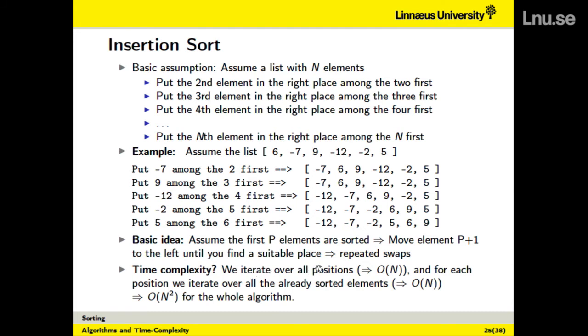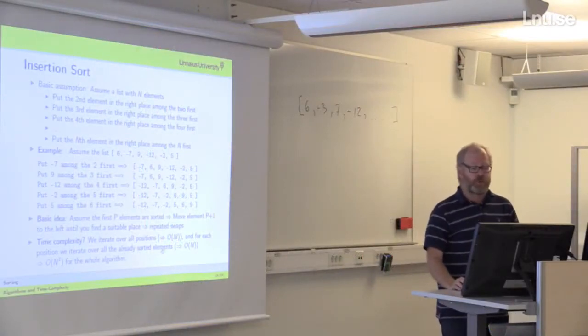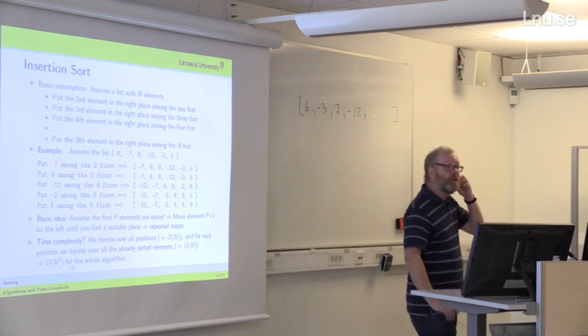We iterate over all positions. We are taking this one, this one, this one, and sorting them this way. And for each element position, we iterate over all already sorted elements, which are also roughly n. So once again, we have an n squared time complexity here.